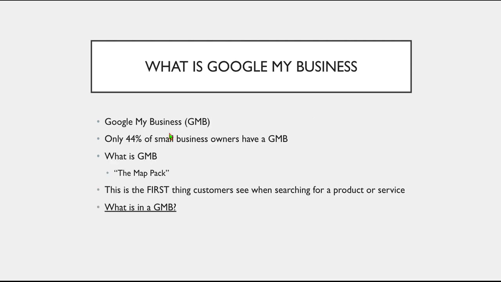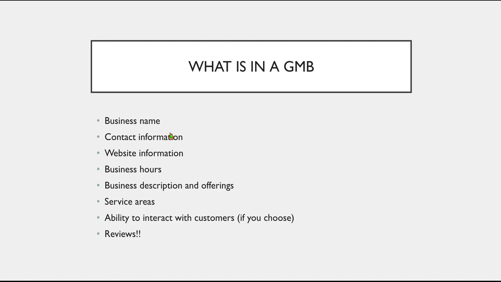So what kind of things are exactly in a GMB? The Google My Business profile listing will have your business name. It'll have contact information such as the phone number. It'll have your website information, so the URL to the website that you have. It'll list the hours that your business operates, what days of the week, what hours. It'll have an area for a business description and what sort of services or products are offered by your business. It'll have the service area.